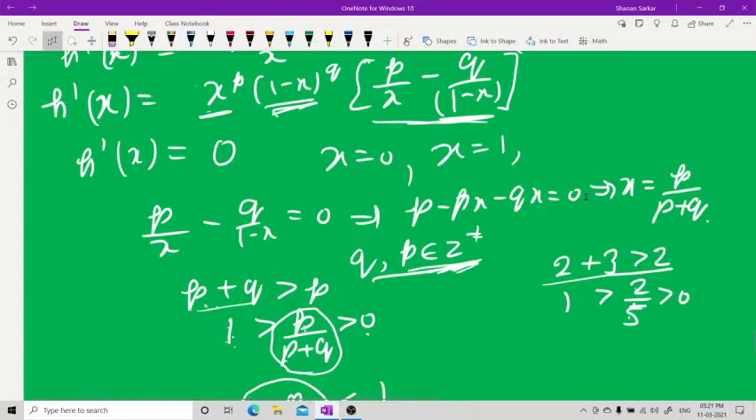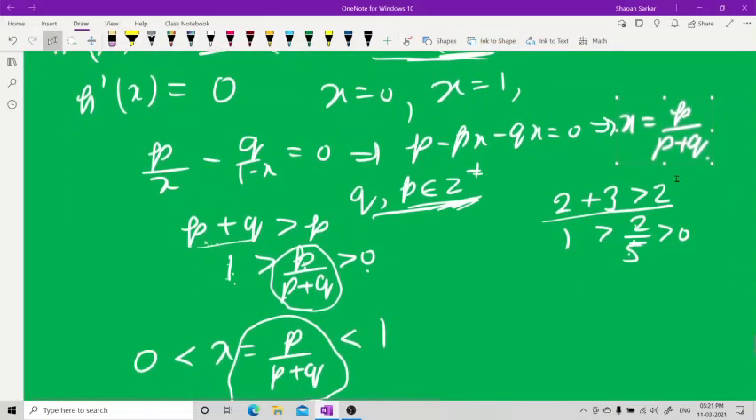What is the question telling? For all values of p and q, this point will always come, whatever may be the value of p and q, whatever may be the value.